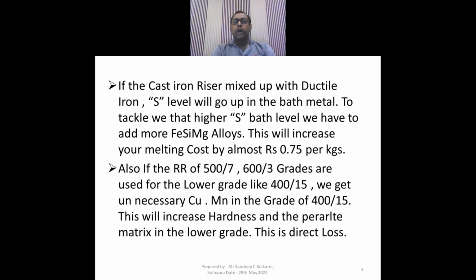Also, if the RR, that is the runner riser, of 500/7 or 600/3 perlitic grade is used in the lower grade, that is a ferritic grade like 400/15, we get unnecessary copper and manganese in the ferritic structure of 400/15. This will increase the hardness and the perlitic matrix in the lower grade, which will definitely affect the quality of the casting, as well as it will be a direct loss in terms of rupees.